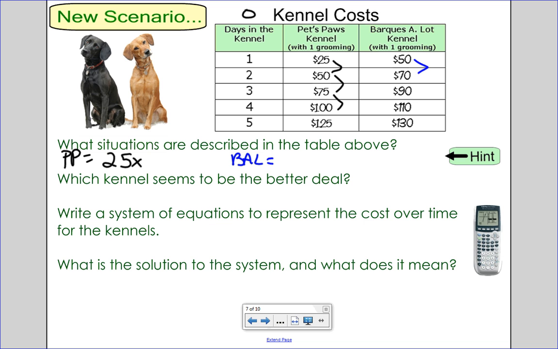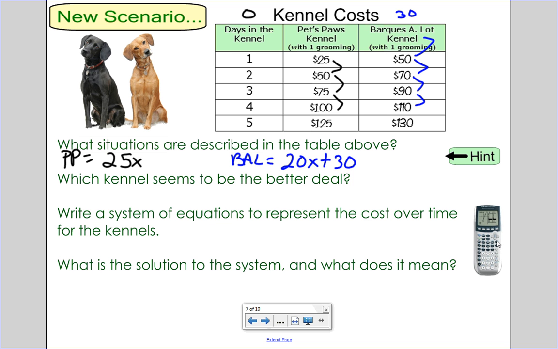My rate of change is what? 20. So it's $20 per day. Now, if I go backwards, I have to go back to 0 to find my y-intercept. If I go back 20, it starts at 30. I'm not sure what that is, maybe that $30 could be like a registration fee or something.